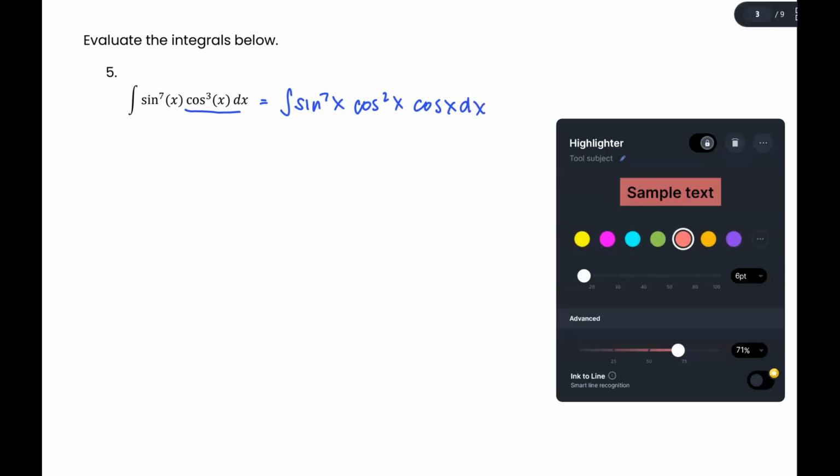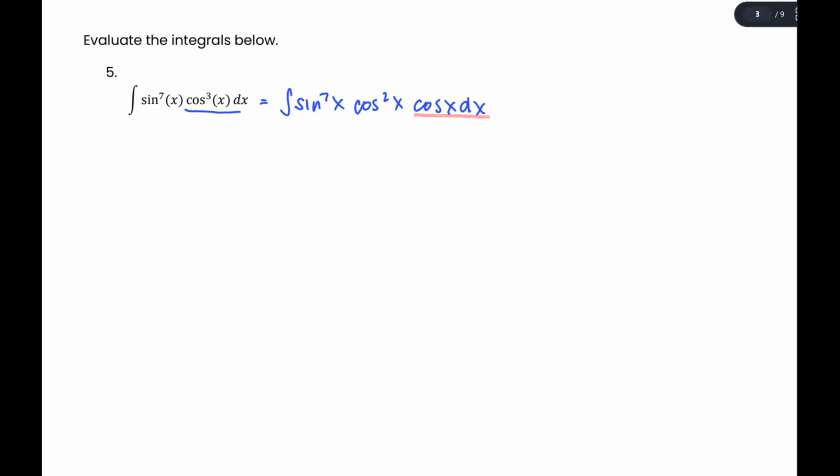Sine to the 7th cosine squared, and then we have our cosine of x dx. And as I've said 1,000 times in class, the goal of a lot of these trigonometric integrals is to identify what your du would be, because that's why we peeled off that cosine of x. We know that we need to have a u that is equal to sine x. No need to change here, because the derivative of sine is positive cosine.